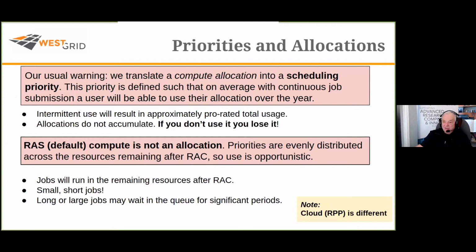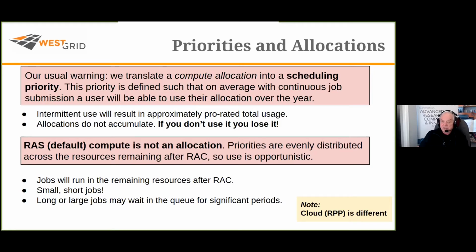This slide is more or less unchanged for a few years now, but just to remind everyone that while we talk about an allocation of, for instance, core years or GPU years, that actually gets translated into a priority. That's a scheduling priority. So when you submit a job, the scheduler computes a priority and decides when it can run your job. And many other things go into a scheduler, like how much did you ask for? Are there spare resources hanging around? Does the scheduler have to clean out some nodes for your jobs? All those kinds of things.